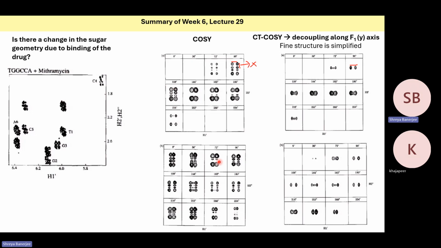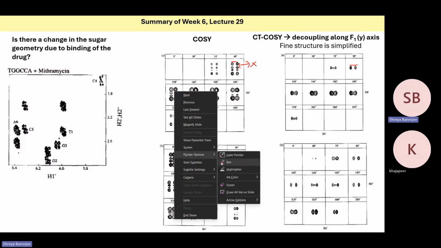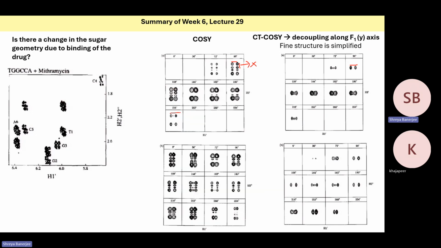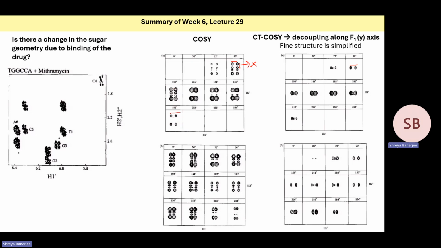So you can see here 1 prime, 2 prime, COSY is shown. On the left hand side, it is COSY. On the right hand side, it is CT COSY. Suppose we look at this structure where we are supposed to get 2 coupling constants, but the middle peaks cancel out so much, you are only able to get 1 coupling constant. In this case, because you are decoupling along the y-axis, you can actually get 2 coupling constants, one here and one here. So CT COSY is again another method to simplify the fine structure.